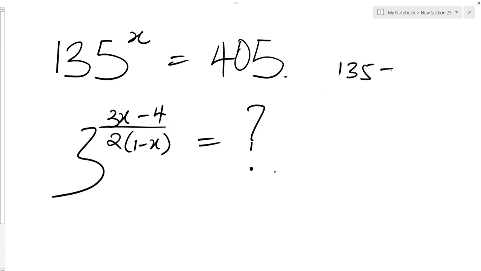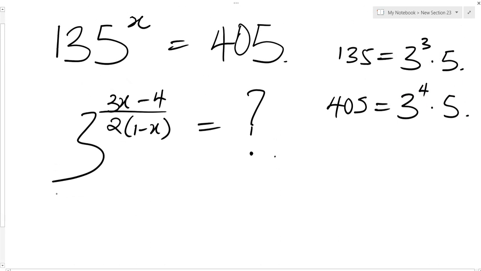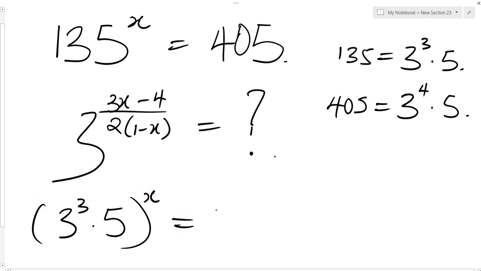135 is equal to 3 to the power 3 times 5, while 405 is equal to 3 to the power 4 times 5. Now, expressing this exponential equation, we have 3 to the power of 3 times 5, all to the power of x, is equal to 3 to the power of 4 times 5.